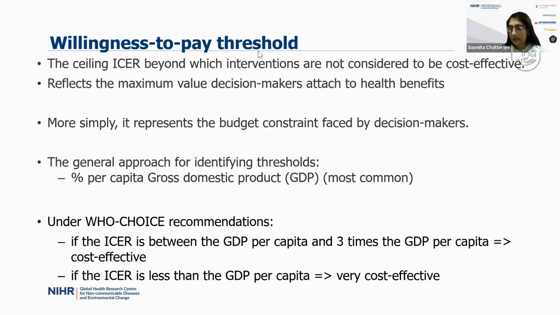If my intervention is below that, it's very cost effective. If it is within the GDP per capita and 3 times GDP per capita, you can say that it is cost effective. Not very, but cost effective. It would be very cost effective if it is below the GDP per capita. So that's the threshold. I hope you understood. If there is any question, please feel free to write in the chat.